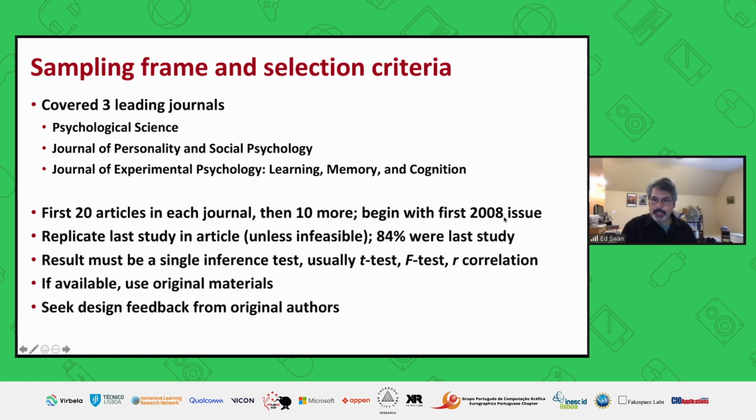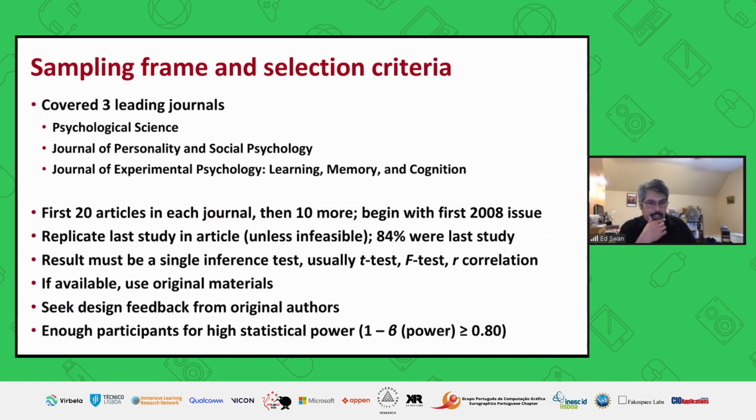One reason for 2008 was they wanted articles old enough to have some citation history, but new enough so that the original authors were still there to talk to and the original materials were available. And the design of the experiment was reviewed by the original authors. And using the results from the original experiment to estimate an effect size, all experiments were conducted with enough participants to have high statistical power. So power was 0.80 or higher, as recommended by Cohen.